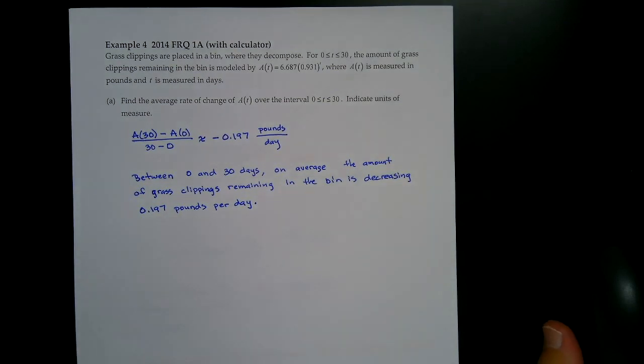And guys, that's average rate of change. It really is just slope. Slope between 2 points is average rate of change. All right? That's it for today, guys.